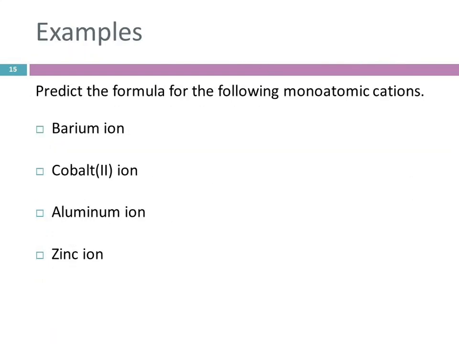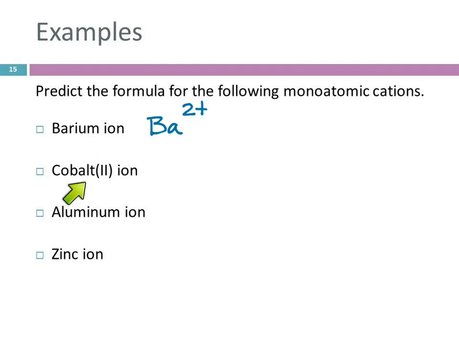Let's predict the formulas for these monatomic cations. Barium ion? Well, first we need the symbol for barium. Ba, right? We find it on the periodic table. What group is it in? It's in group 2A. That tells us that the charge is 2 plus. Group 2A, 2 plus charge.